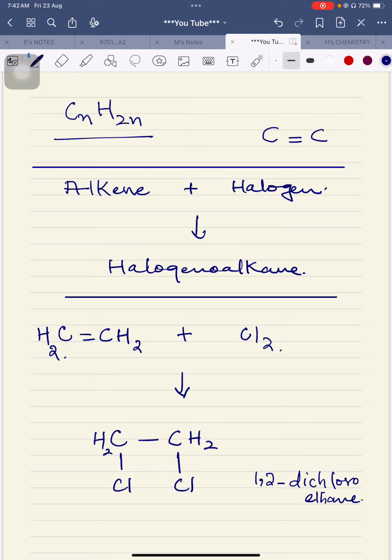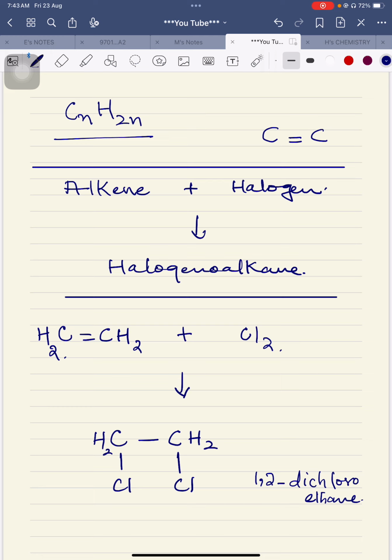So it is a halogenoalkane. How is the name 1,2-dichloroethane? I will explain the same answer when I teach you how to name all these compounds, how to give names to different organic chemistry compounds. We will discuss the rules for naming, and we will discuss the examples as well, by the help of Allah, inshallah.